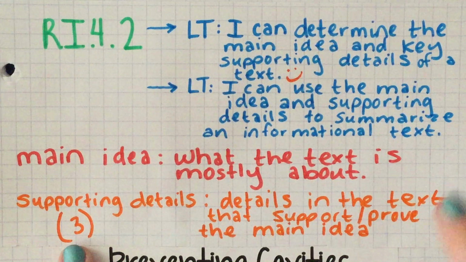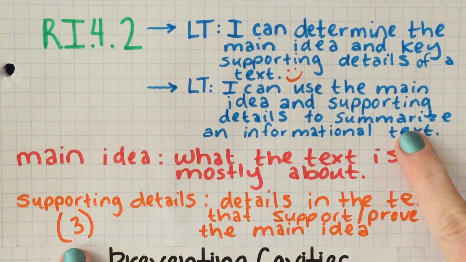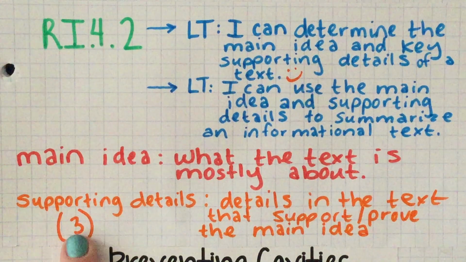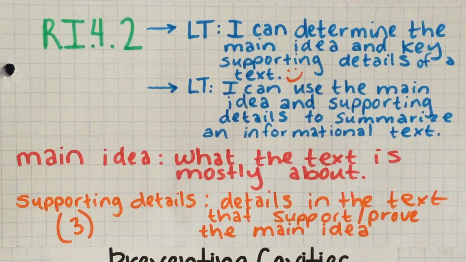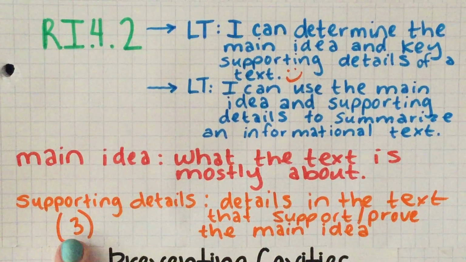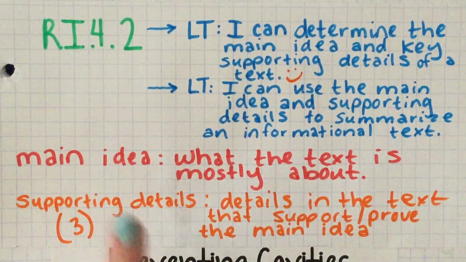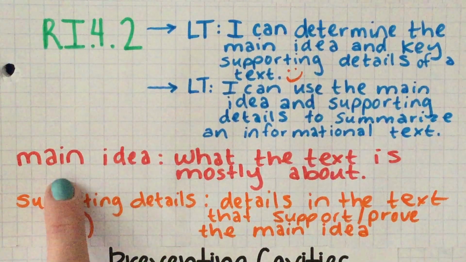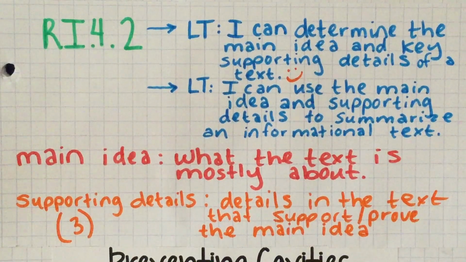And when we're working on meeting this target where we're summarizing an informational text, we want to make sure that we have at least 3 details to choose from, because a lot of times a summary only really requires 2 details. So we got to find at least 3 supporting details. Otherwise, it's probably not the main idea. If we can't find at least 3 supporting details, we need to change our thinking about the main idea.